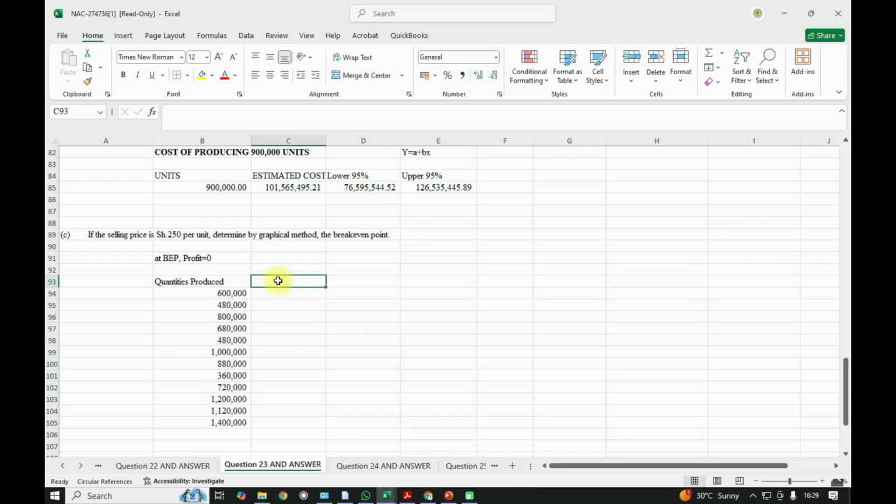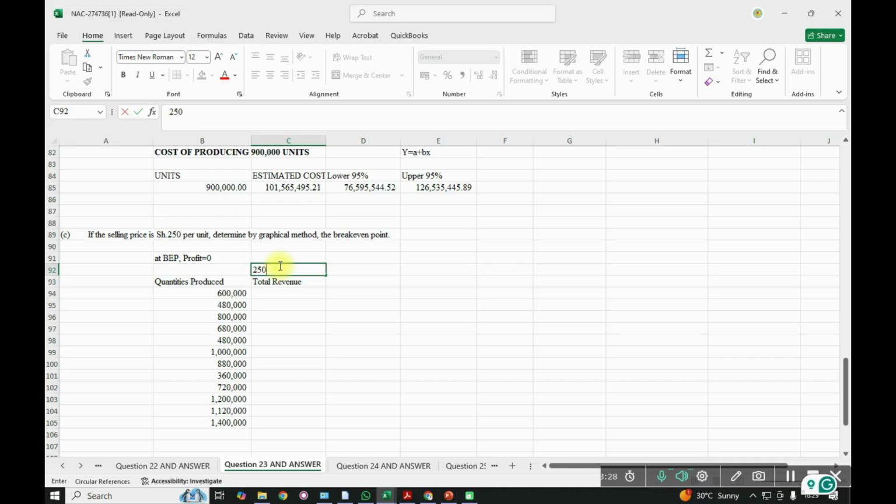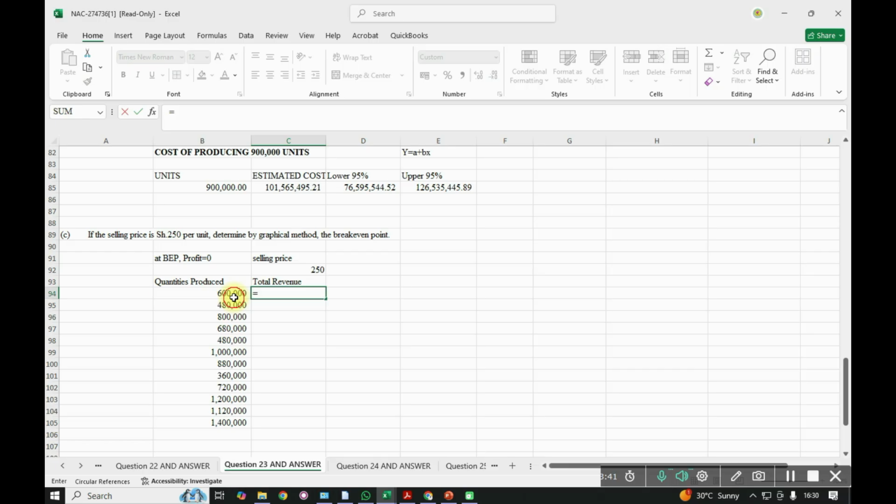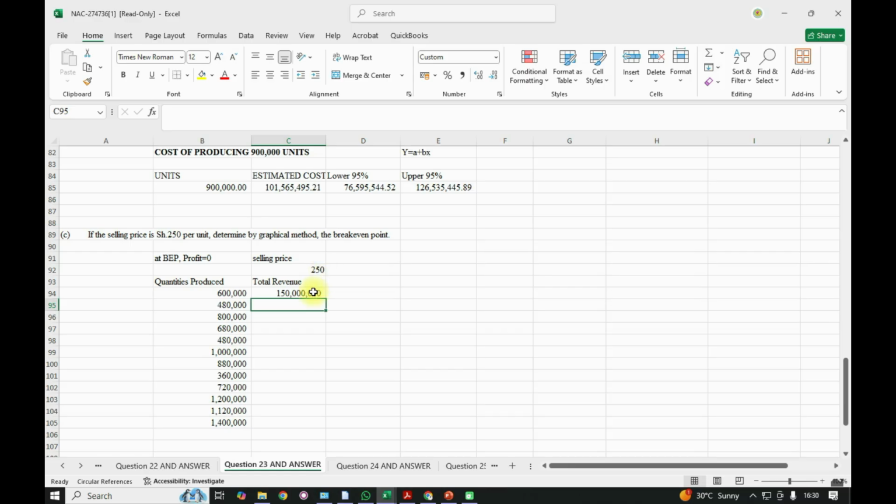Then here we shall have the total sales, total revenue. And remember, total revenue is normally price by quantity, and our selling price is 250 shillings. So we shall multiply the quantity by the selling price per unit, which we shall lock, the selling price is a constant, by F4 to lock that, and you autofill.